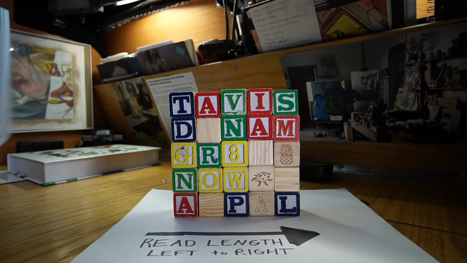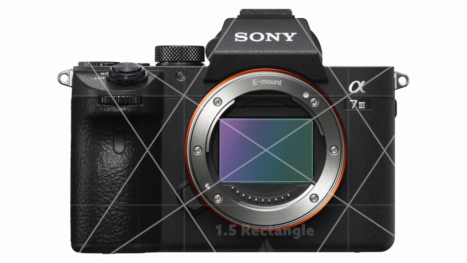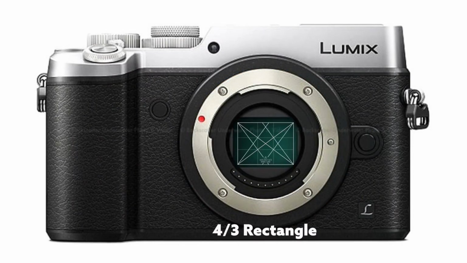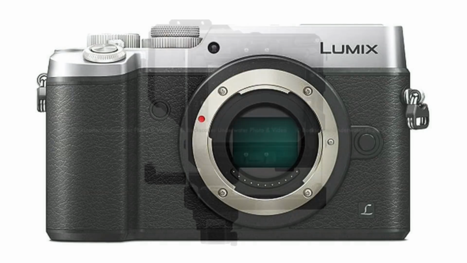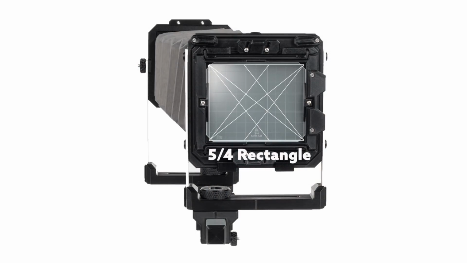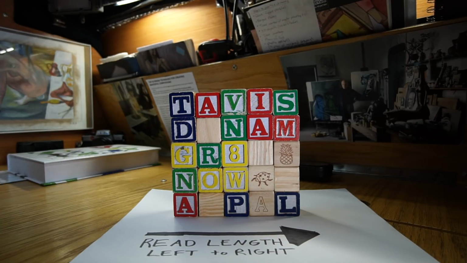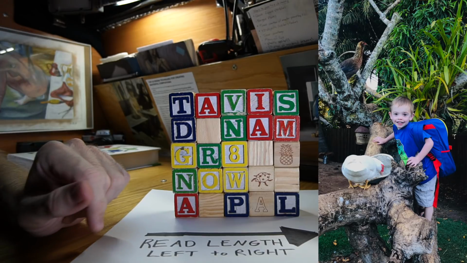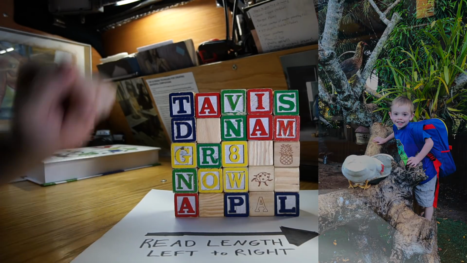And also camera sensors, those are also constructed with the squares. The full frame camera is a 1.5 rectangle. The 4/3 cameras are a 4/3 rectangle. And then you've got the 5/4 film cameras, which is the 5/4 rectangle, or 4/5, however you want to look at it. Same ratio. I stole these blocks from my nephew, actually. I've got to give them back when this video is done.